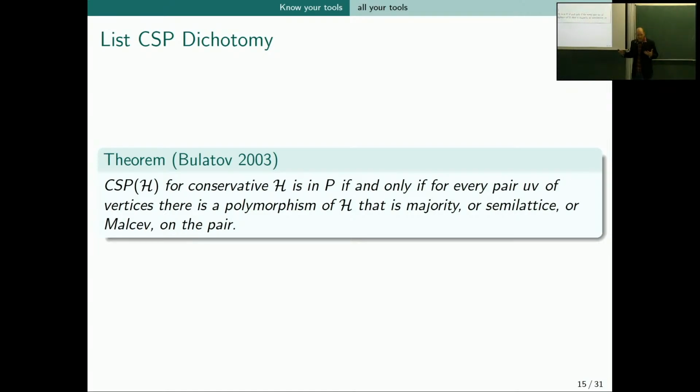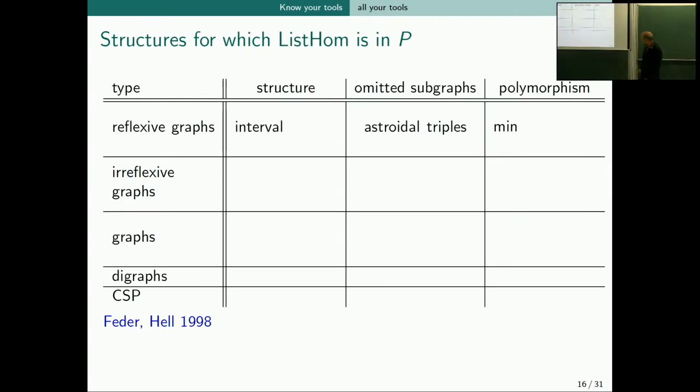But again, it's for general structures. This tells us that maybe we'll get nice characterizations, but it's hard to give a nice non-algebraic characterization for structures in general. For graph-like structures, though, it's reasonable to assume we might get nice characterizations of the easy targets. And so we actually have some. Feder and Hell in '98 showed that for a reflexive graph H, the list homomorphism problem to H is in P if and only if this H is an interval graph.